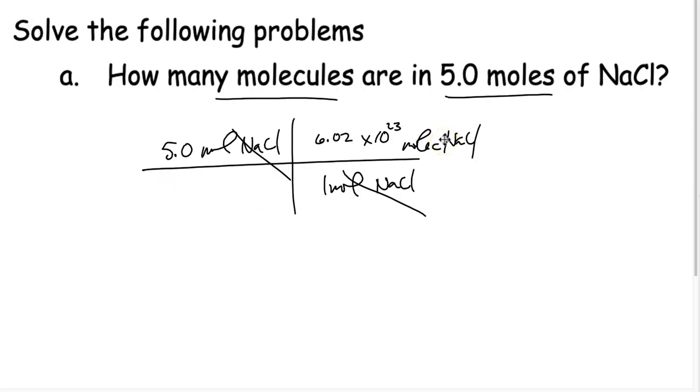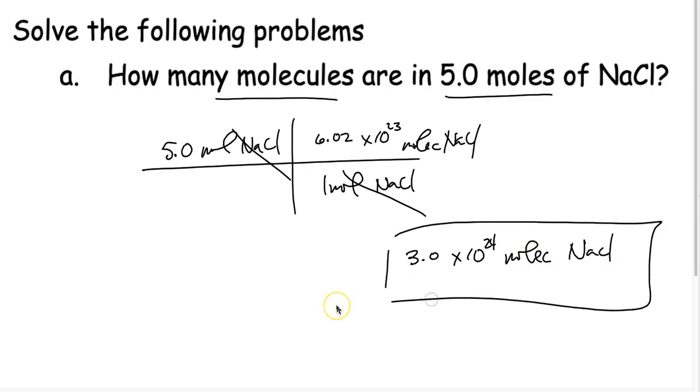I'm ready to solve. If I multiply 5 times 6.02 EE23, my calculator is going to tell me 3.0 times 10 to the 24th molecules of sodium chloride. That is your answer with sig figs. Technically, it should be formula units, but whatever, it's molecules.